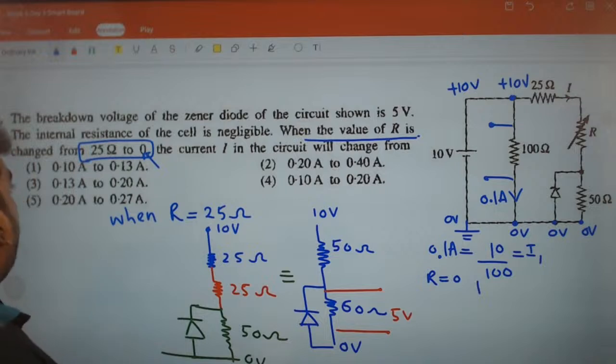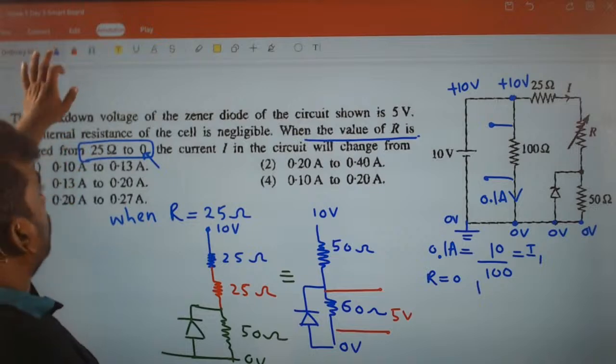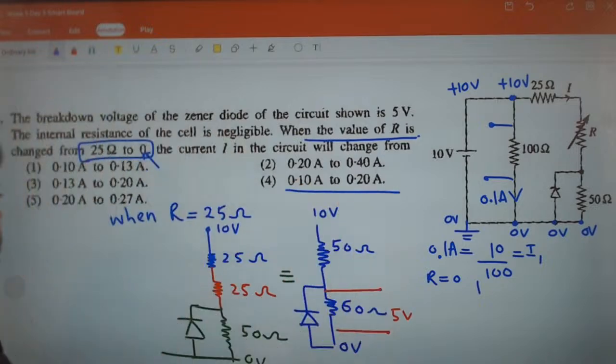So 0.1 to 0.2, the correct answer is answer number 4.